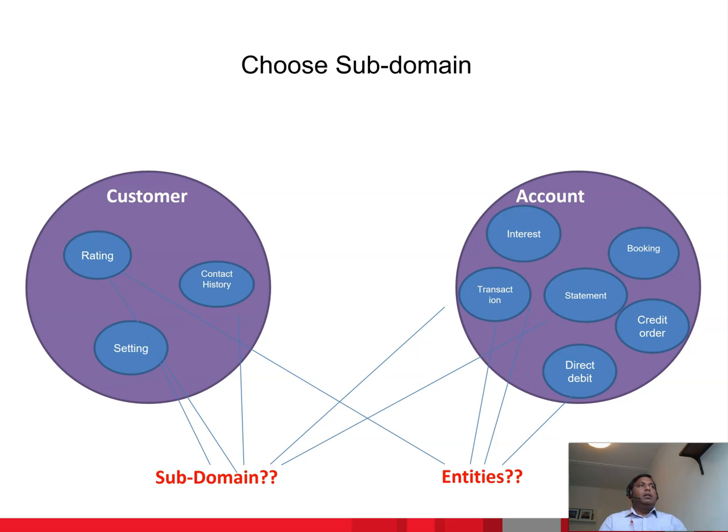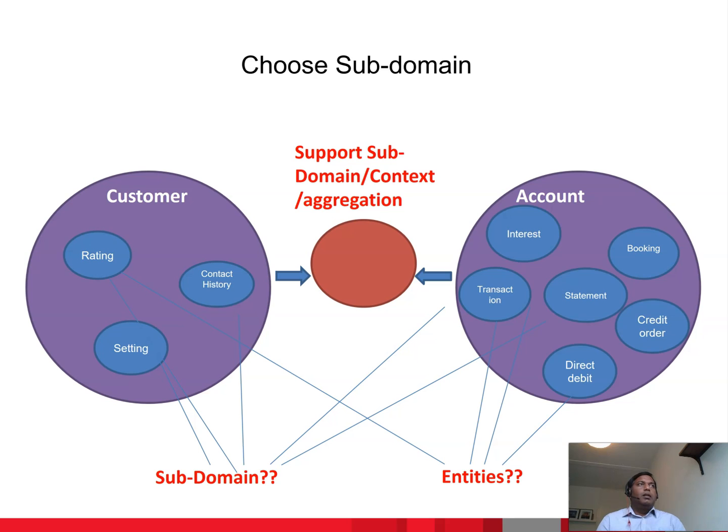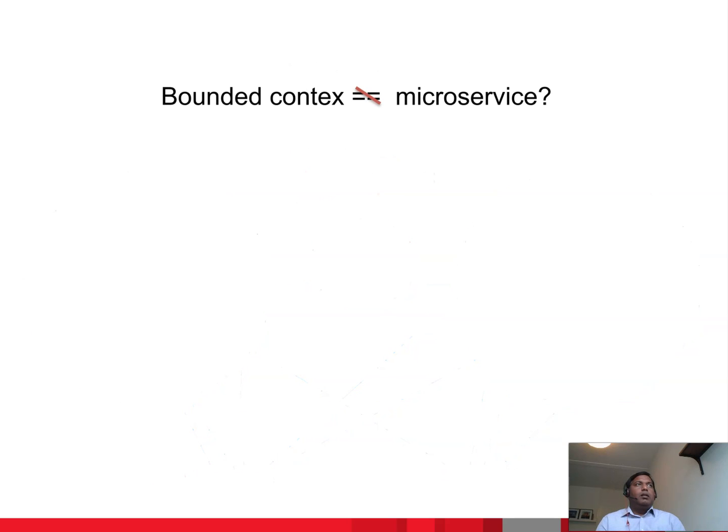And here we can say, okay, these might be good candidates for the subdomains, and the entities, or the context, or the aggregation, which we just talked about. Okay, a microservice is a bounded context. Can we say we have identified the bounded contexts and now we have four microservices? Maybe not. So a microservice is a bounded context, but not vice versa.